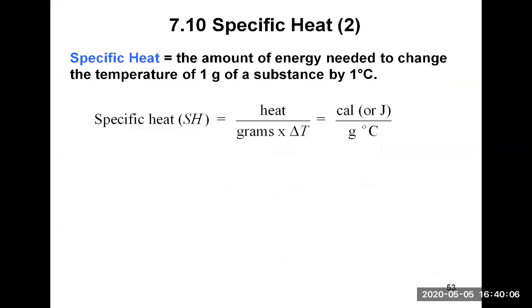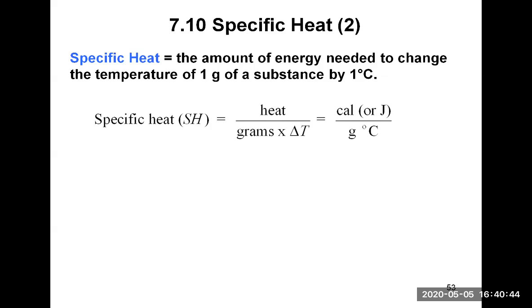So the specific heat definition is given again here. Now if we change this definition into a formula, it looks like this: specific heat. The symbol here will be SH, capital S, capital H. If we follow the definition, it's the amount of energy, so it's heat here, symbolized by Q, needed to change the temperature of 1 gram of the substance by 1 degree. So it's divided by the mass of the substance and by the temperature change that the substance experiences with that amount of heat.